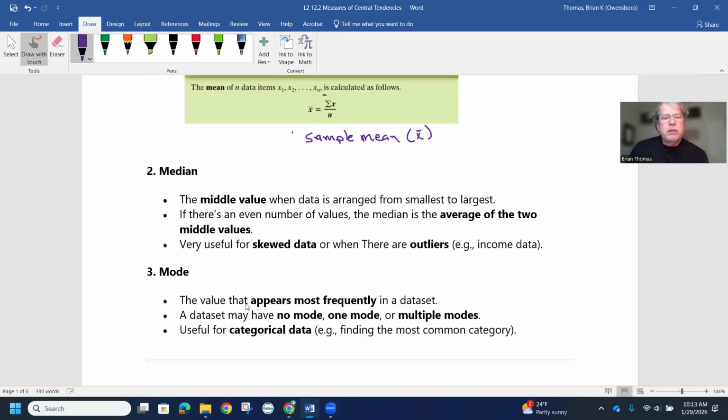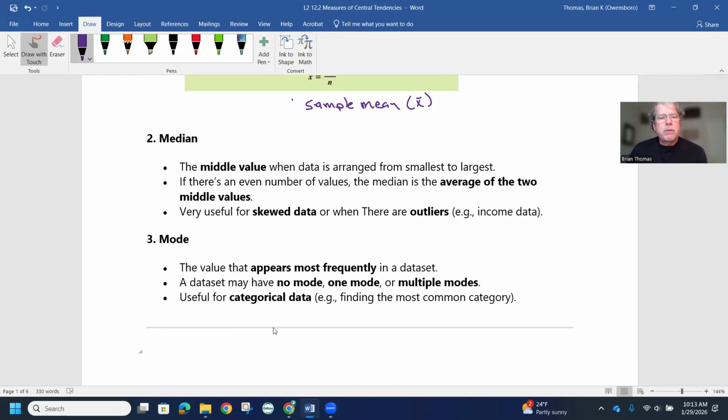The mode basically is the value that appears most frequently in the data set. So the data set could not have a mode. It could have one mode or it could have multiple modes. Sometimes we may see bimodal, two modes. Usually the mode is used when there's a most common category.